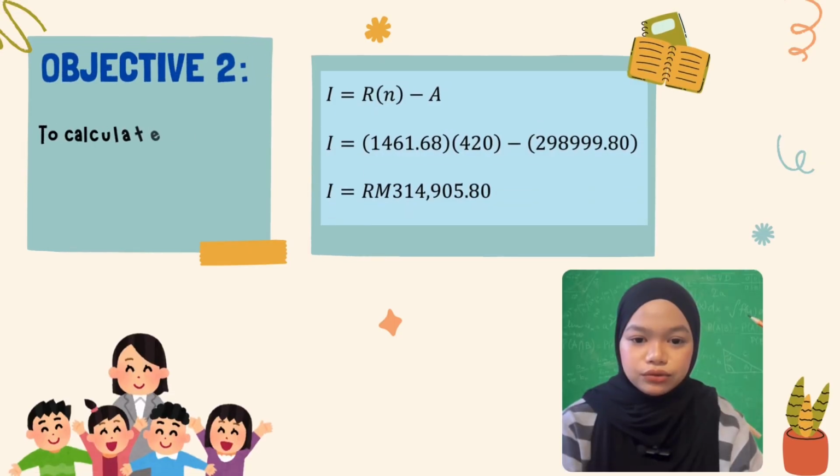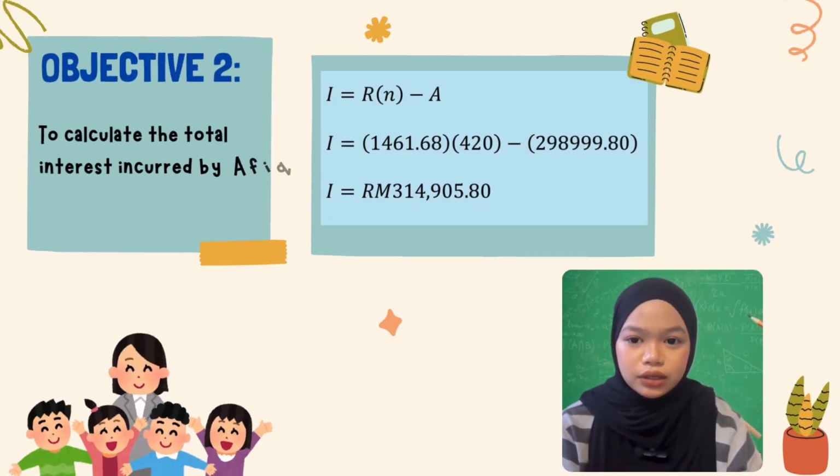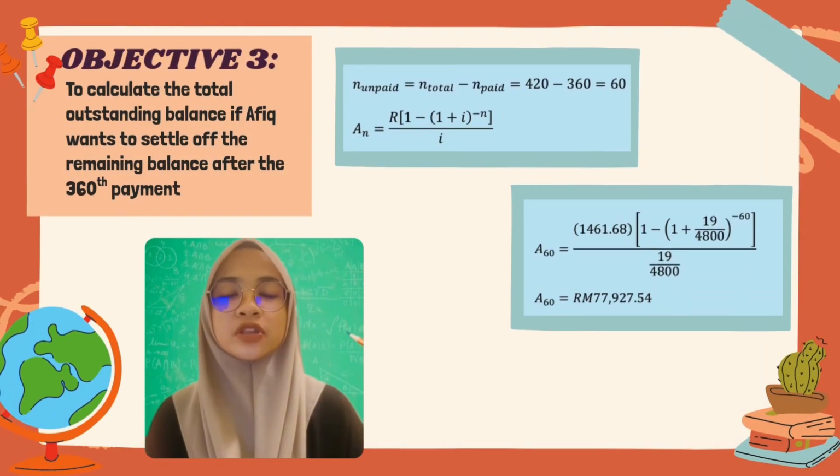For objective 2, to find the interest, we use I equals R multiplied by N minus A, which is I equals 1,461 ringgit 68 cents multiplied by 420 and minus 298,999 ringgit 80 cents, and we get I equals 314,905 ringgit 80 cents.